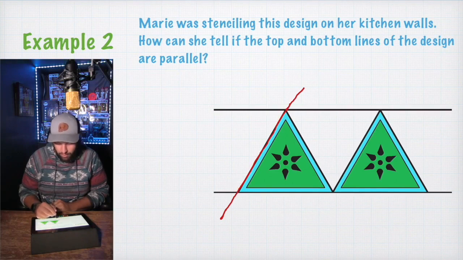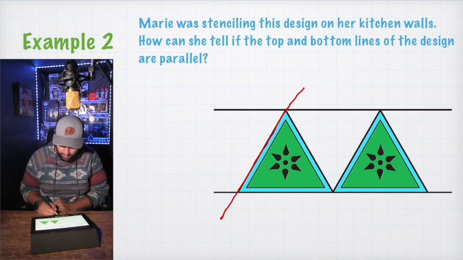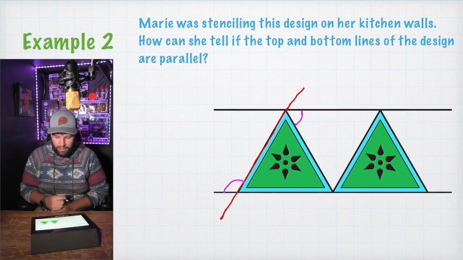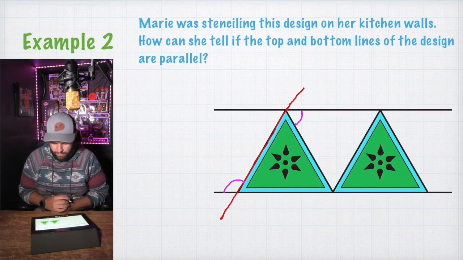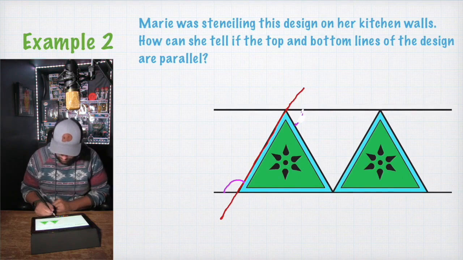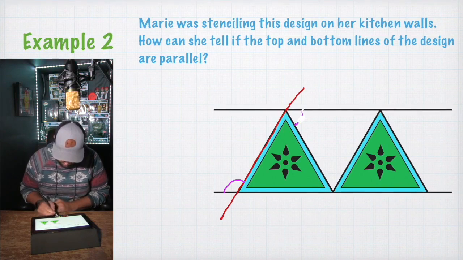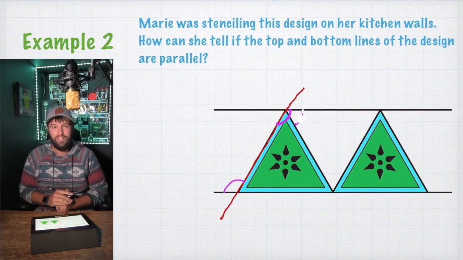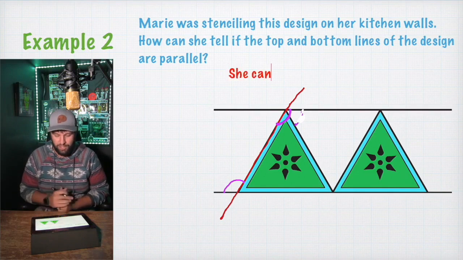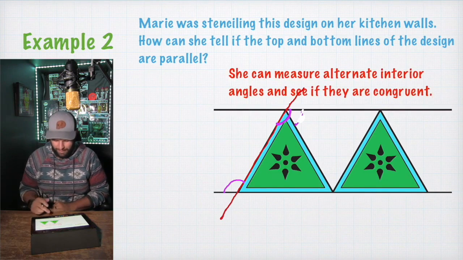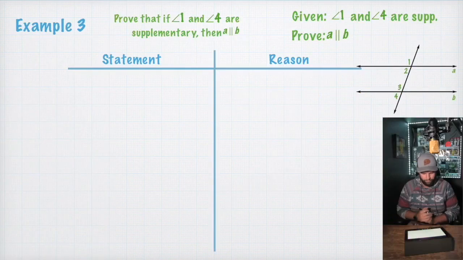We could say that this angle and this angle would have to be supplementary angles, or I think it's easier if we look at the alternate interior angles. This is a bad spot to draw it. If the alternate interior angles right here to this black line are congruent, then she would know that the two lines are parallel. So she could measure alternate interior angles and see if they are congruent. Okay, I hope that makes sense. Let's keep going.